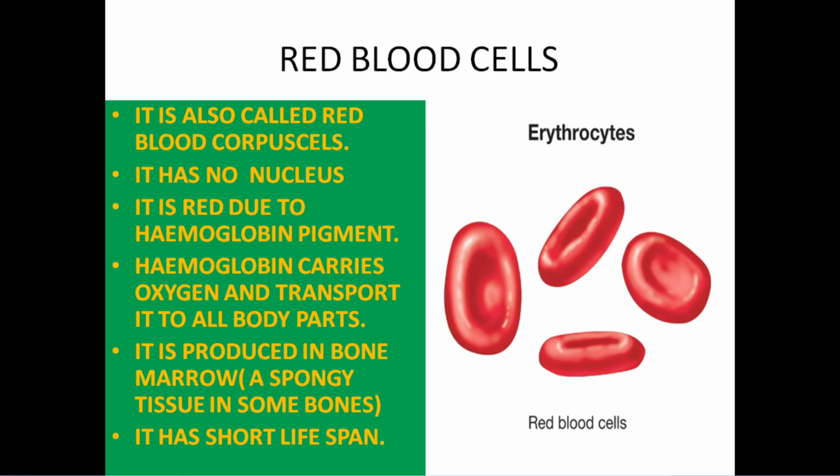Next, we have red blood cells. So you all must be knowing red blood cells are called red because they have a pigment called hemoglobin. As we have already studied, hemoglobin is a respiratory pigment. Why is it called a respiratory pigment? Because it carries oxygen throughout the body. And yes, this hemoglobin makes the blood red.